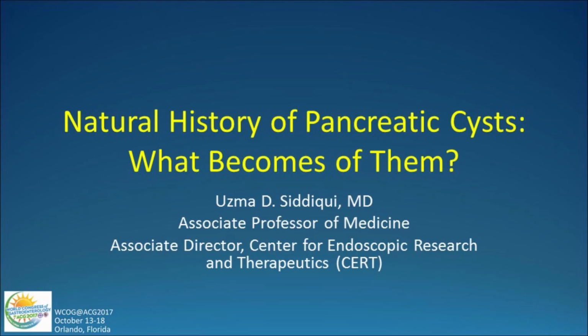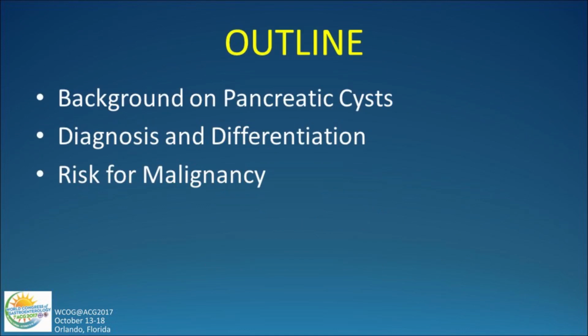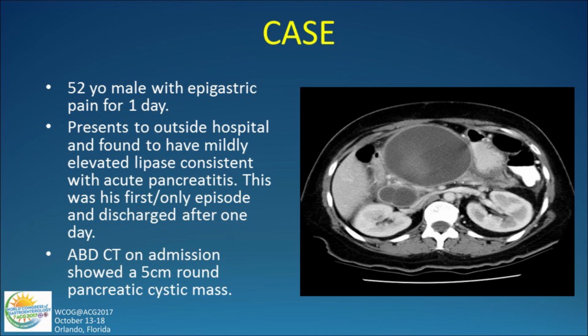I want to thank the WGO and the course program directors for inviting me here today to discuss the natural history of pancreatic cysts. For today's lecture, I'm going to focus on some background information on pancreatic cysts and discuss why it's really important to try to differentiate between the different types of cysts, because that in turn is going to give us information on what their natural history will be and what their risk for malignancy is going to be. But first, I wanted to start out with a recent case that was referred to my EUS practice.